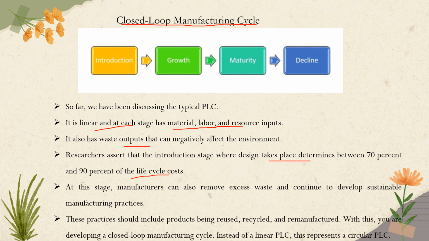Okay, at this stage, the manufacturers can remove excess waste and continue to develop sustainable manufacturing practices. So the most attractive manufacturing practice now is sustainable. Use sustainable resources, okay, which can be reused. So these practices should include products being reused, recycled, and remanufactured. With this, you can develop a closed loop manufacturing. Instead of a linear PLC, we can create a circular product life cycle.